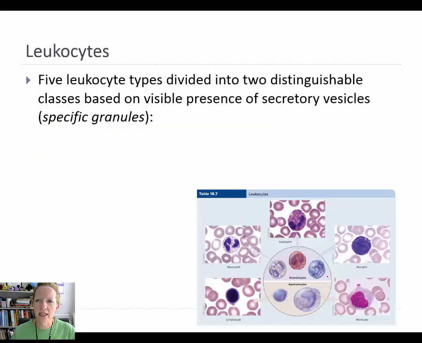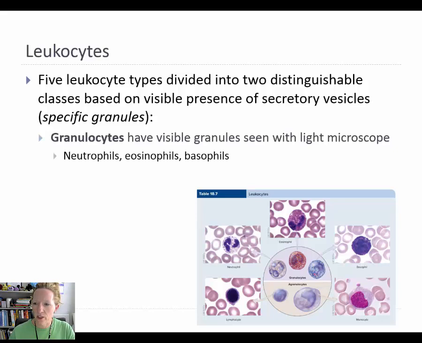So let's go ahead and take a look at the 5 major leukocytes. And once we get into the immune system, we'll take a look at some of the subcategories of some of these leukocytes. But they are going to be divided up into 2 distinguishable classes, and it's mainly going by looking at these granules or secretory vesicles that are found in their cytoplasm.